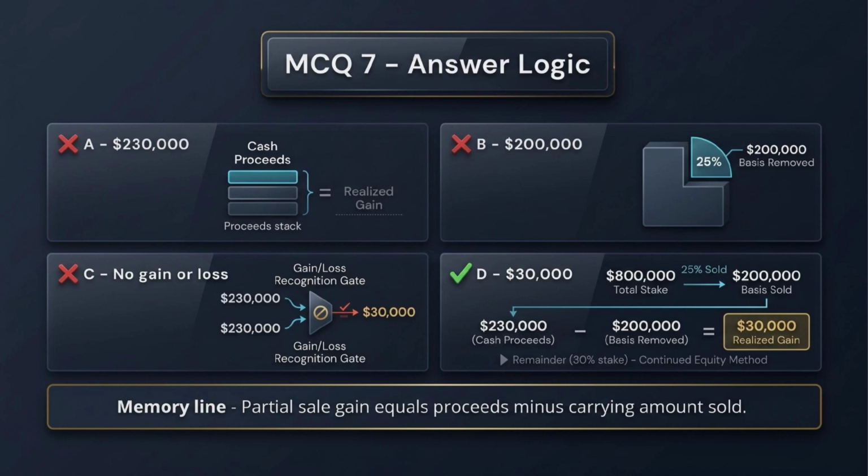Option C is wrong because proceeds differ from carrying amount sold, so a gain or loss must be recognized. Option D is correct because $800,000 times 25% equals $200,000 carrying amount sold, and $230,000 minus $200,000 equals a $30,000 gain. Partial sale gain equals proceeds minus carrying amount sold.